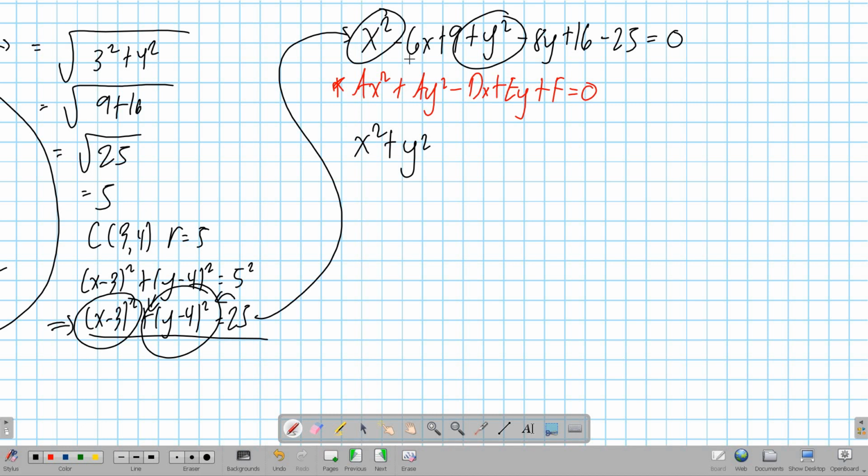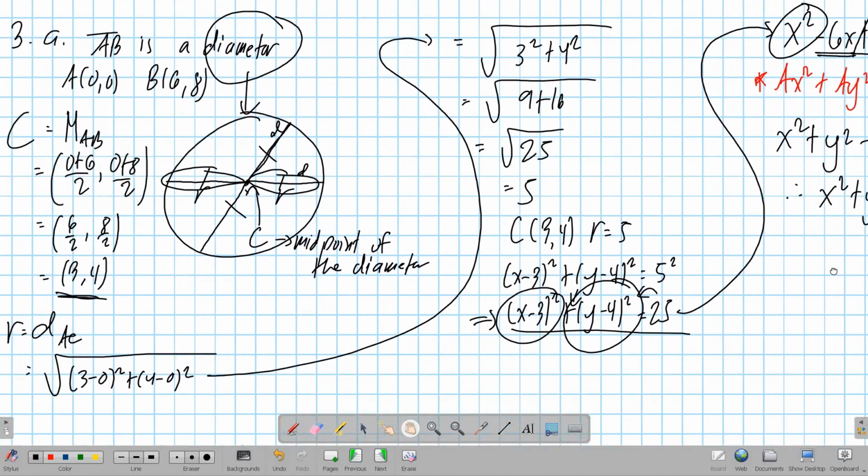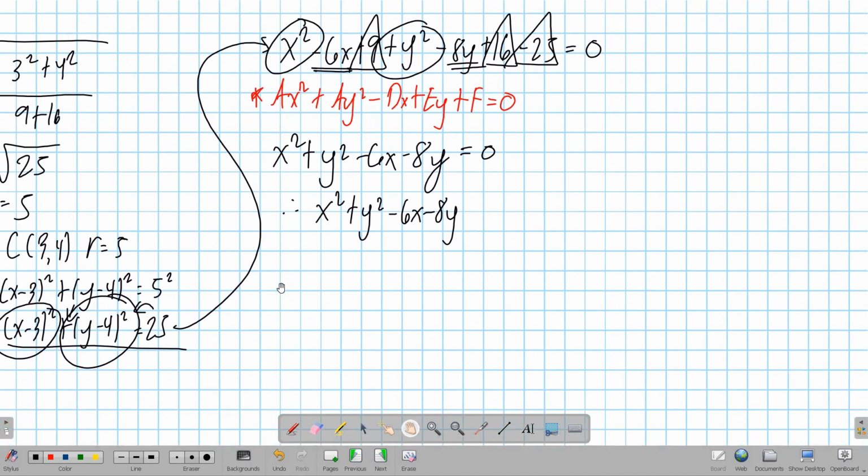I-combine like terms na lang din if meron kailangan i-combine. Wala namang ka-like term ito, so that's minus 6x. Wala rin ka-like term ito, so minus 8y. 9 plus 16 minus 25. Yan ang may ka-like term. So 9 plus 16 minus 25 is actually equal to 0. So plus 0 din na sinusulat. Ayan. Therefore, the equation of the circle whose diameter has the endpoints (0, 0) and (6, 8) is x squared plus y squared minus 6x minus 8y equals 0.